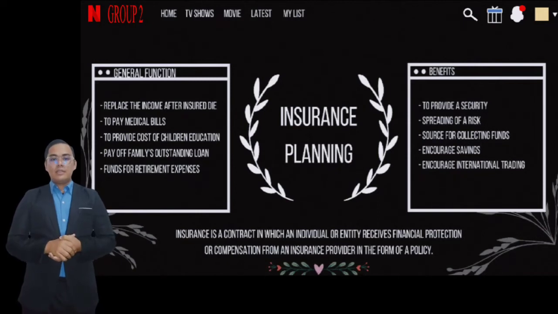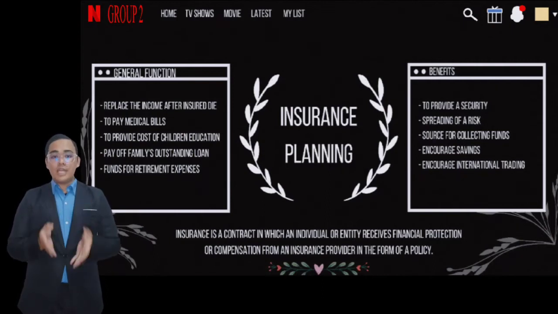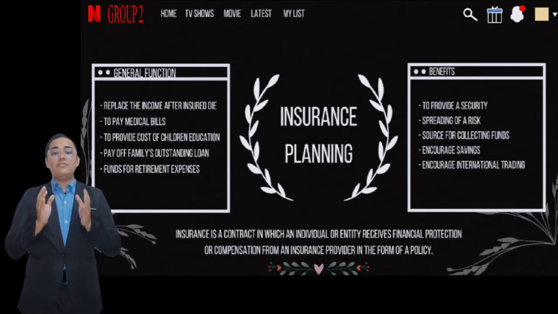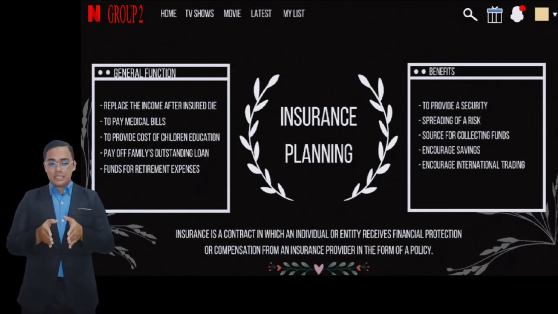For example, the policyholder loses their ability to pay debt due to disability or unemployment. This insurance can help to cover the monthly loan payment or protect the insured from default. Last but not least, as a fund for retirement expenses, insurance has an investment component that allows policyholders to grow their wealth on a tax basis.